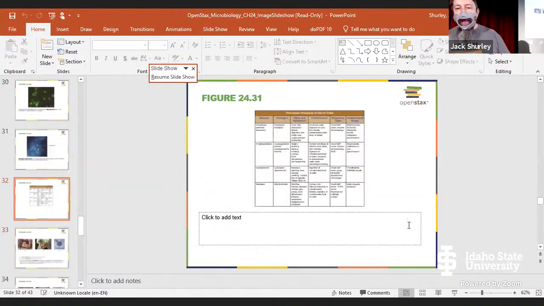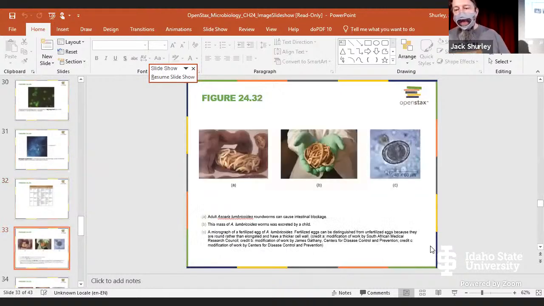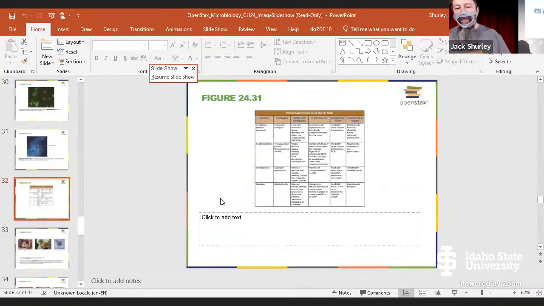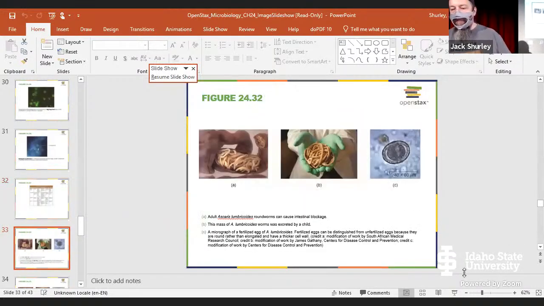Let me stop this. I probably should have just scrolled down. Okay, I am on the right slide.